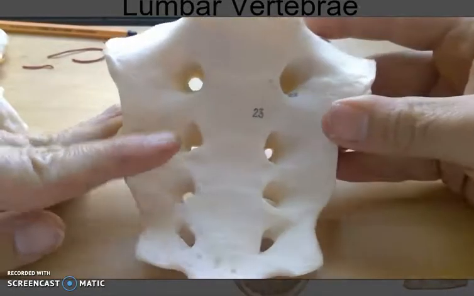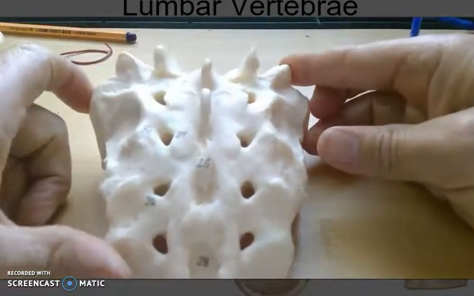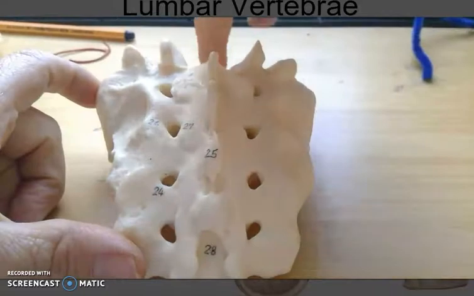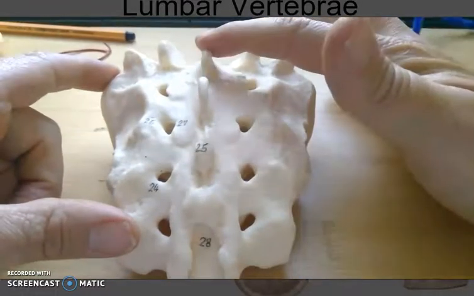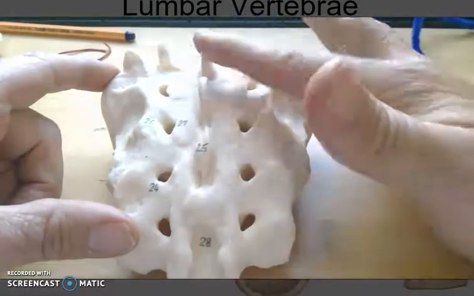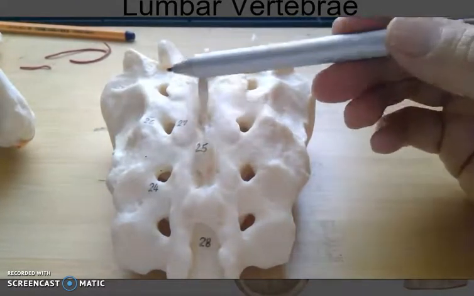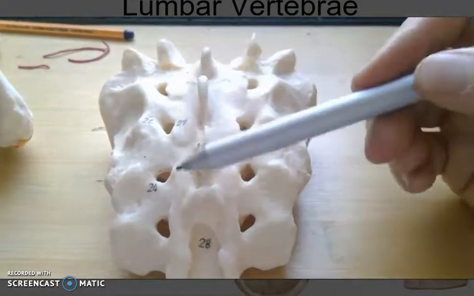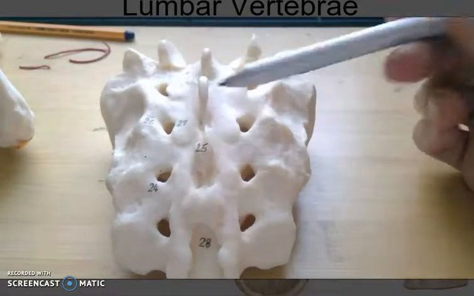So this is a sacrum right here. This is the anterior surface, and this is the posterior surface. This is superior, and then down here is inferior. The first thing you notice are these remains of the spinous processes, and that is called the sacral crest. The crest is just a ridge, so this is the sacral crest, and that's the remains of the spinous processes.